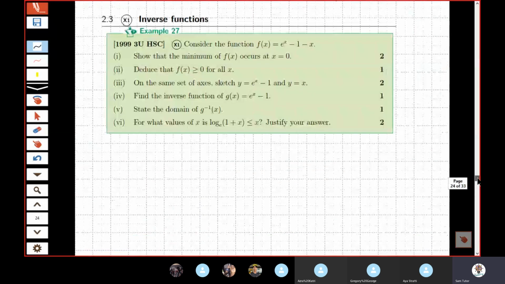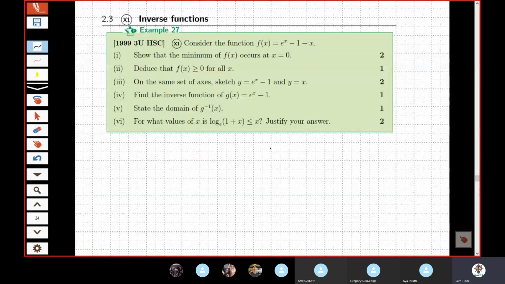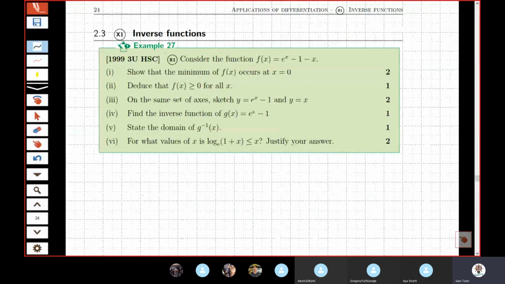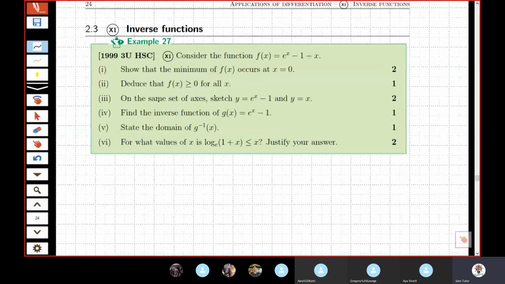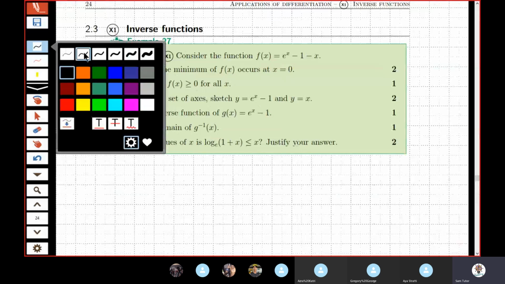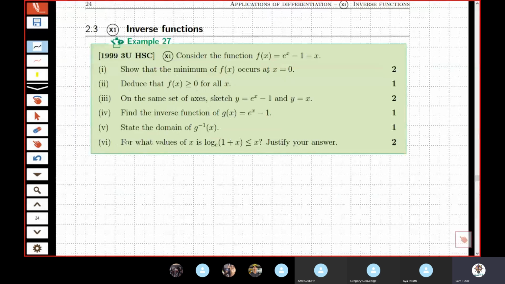So, inverse functions. And then pretty much next week we are ready for rates of change now. So that's great. Inverse functions. Consider the function f of x equals e to the x, take away 1, take away x. Show that the minimum of f of x occurs at x equals 0. You can't. Okay, hold on.